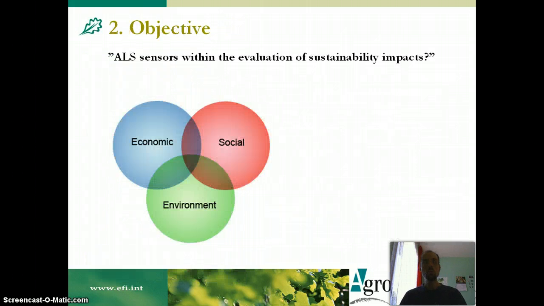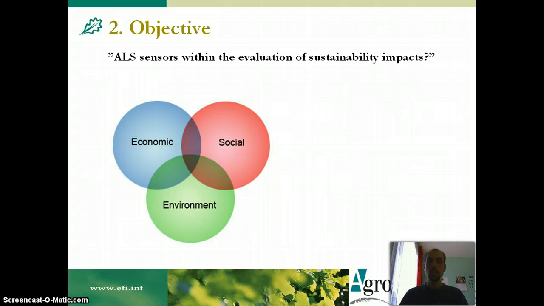So once these two tools have been presented, let's move now into the main objective. The first question we wanted to answer was how these sensors can actually be implemented within the evaluation of sustainability impacts. And for that, we need to start from the concept of sustainability and its three main components: the economic, the social, and the environmental.